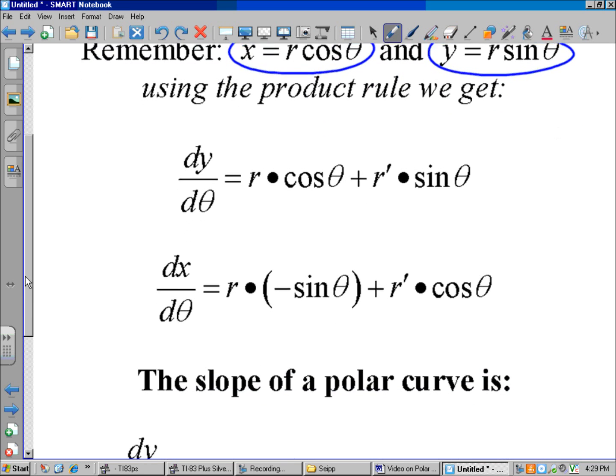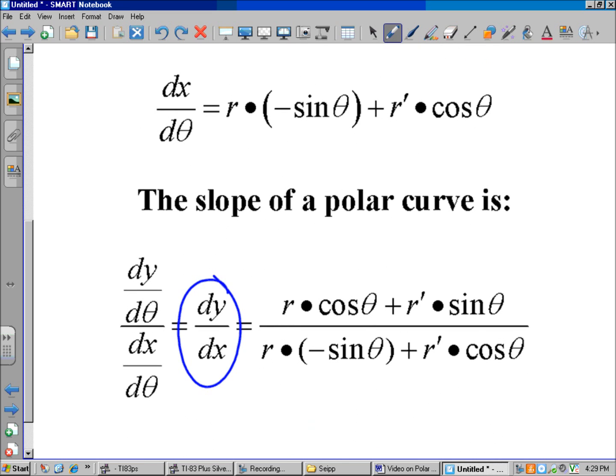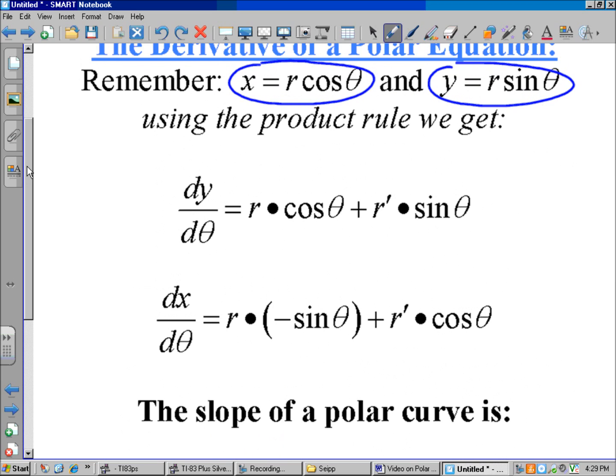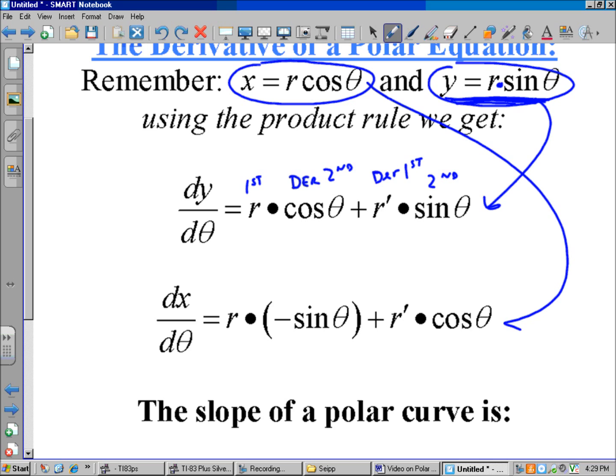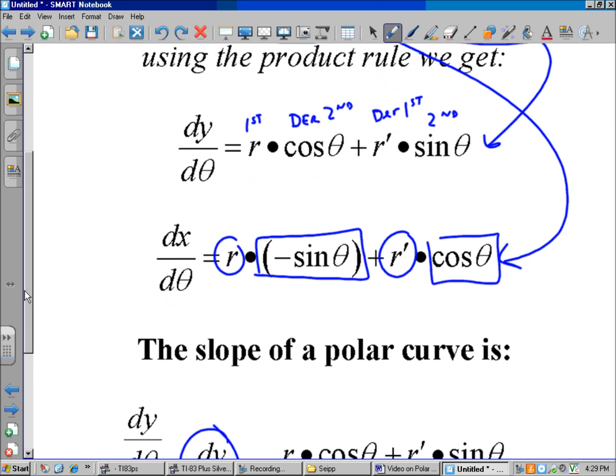And then to get the derivative, to get dy over dx, you're going to take the derivative of the y equation. Right, here's the y equation. What's its derivative? Well, it's the product rule. It's the first times the derivative of the second plus the second, here's the second, times the derivative of the first. Okay, so that's my derivative of the y, and then my derivative of the x, which is going to be in the bottom part of the fraction, is the same thing. It's the first times the derivative of the second plus the second times the derivative of the first.